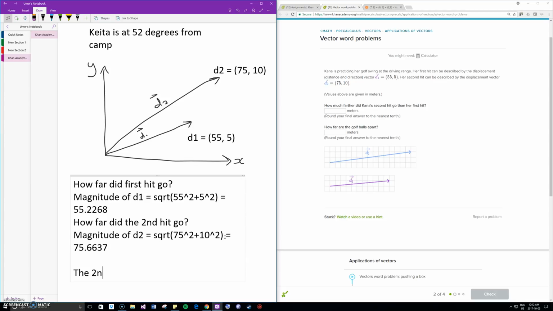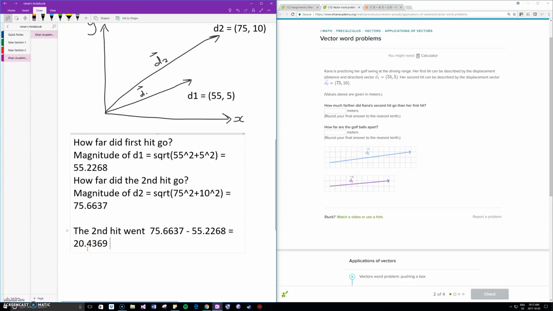So how much further did Kana's second hit go than her first? The second hit went this number minus this number. The second hit went roughly 20 meters further. Round your answer to the nearest tenth. So I'll get rid of those digits. There we go, 20.4 meters.